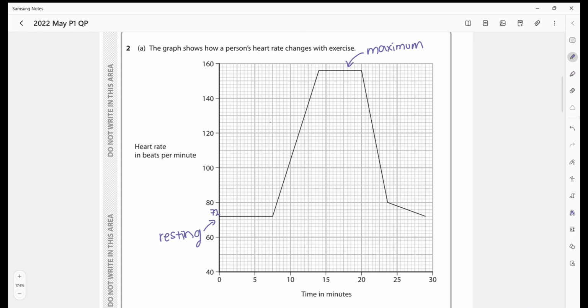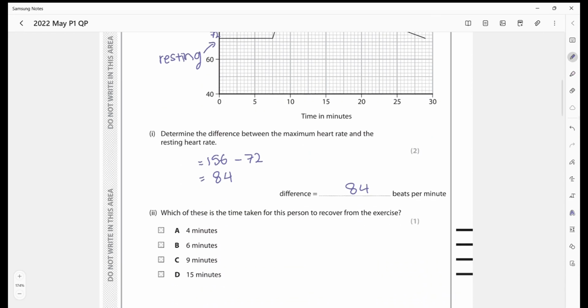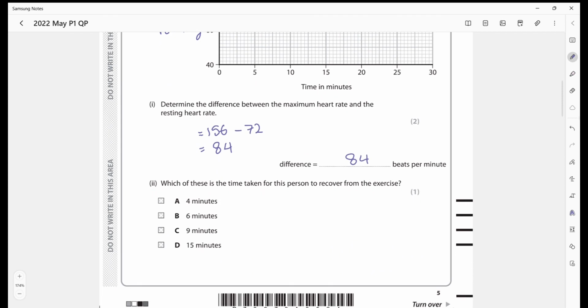And the maximum heart rate, so if this line represents 150, it's 246, so that's 156. So we would do 156 minus 72, and that would be 84. So the answer for this would be 84 beats per minute. That's the difference. Okay, which of these is the time taken for this person to recover from the exercise?